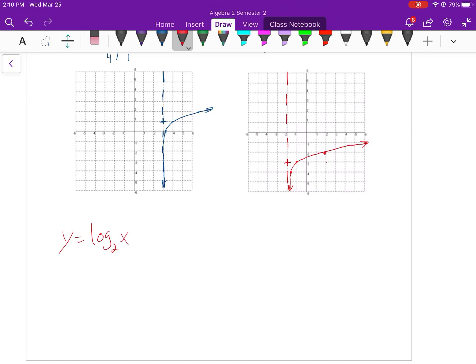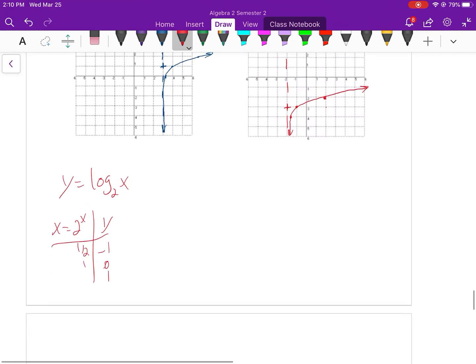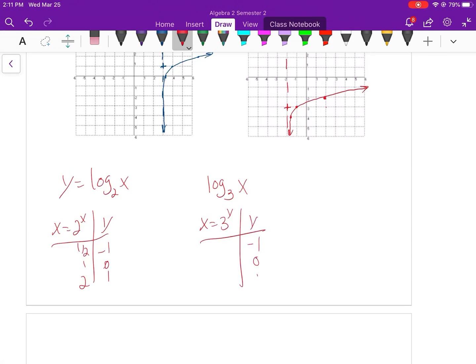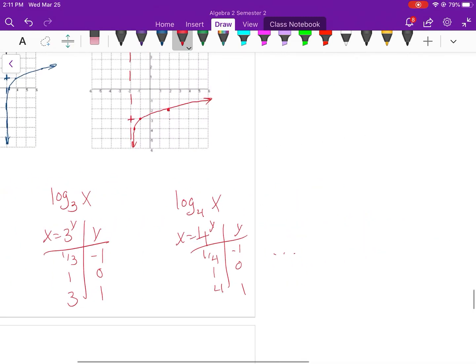And again, anytime you got, let's say it was log base 2 of x on your table, it's going to be x is equal to 2 to the y, negative 1, 0, 1. It's going to be 1/2, 1, 2. If it was log base 3 of x, that's going to be x is equal to 3 to the y, negative 1, 0, 1. 1/3, 1, 3. If it was log base 4 of x, you got x is equal to 4 to the y, 1/4, 1, 4, negative 1, 0, 1.